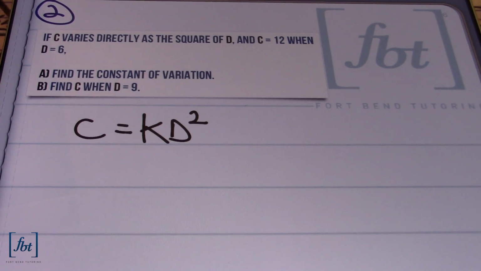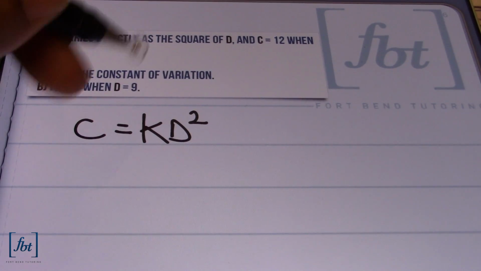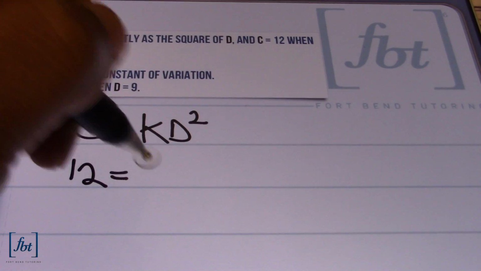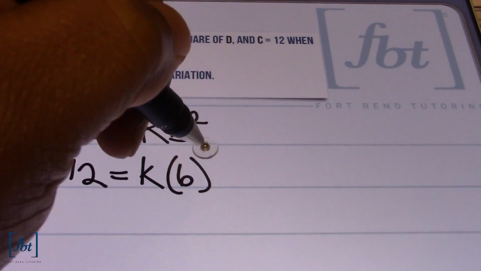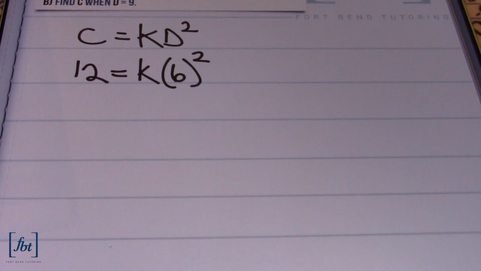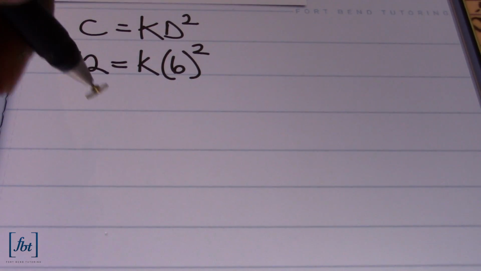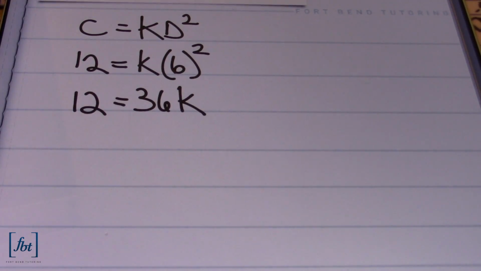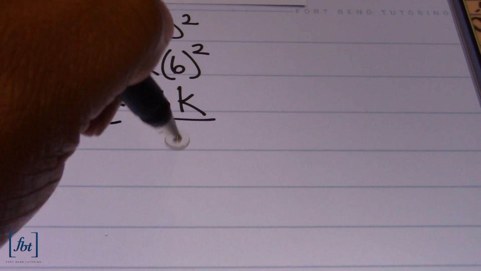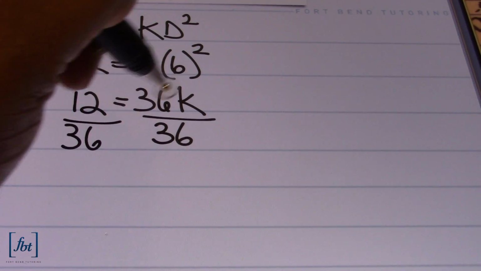Now we're going to find our constant of variation, our constant of proportionality. And we do that by plugging in the given information here that c equals 12 when d equals 6. All right, so let's just check that out. We're going to be replacing c with 12, and we will replace d with 6. All right, solving for k, we'll have 12 equals 36k, and then I'll be dividing both sides by 36. Go ahead and get that division on in there.